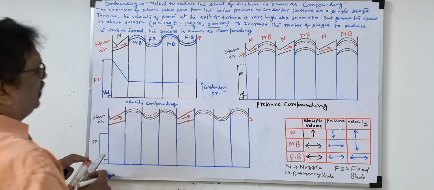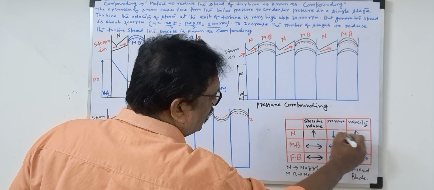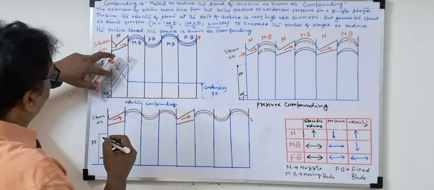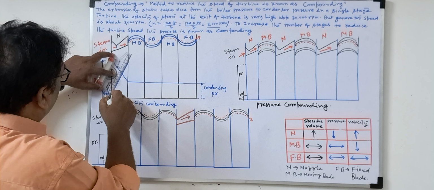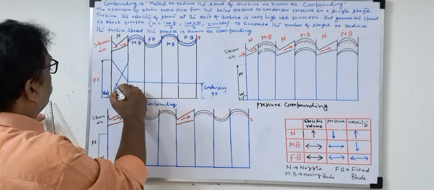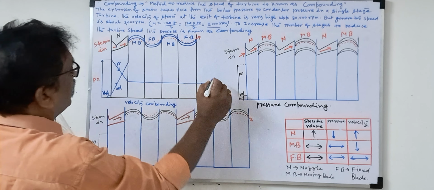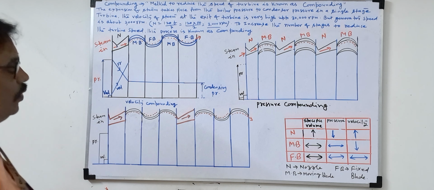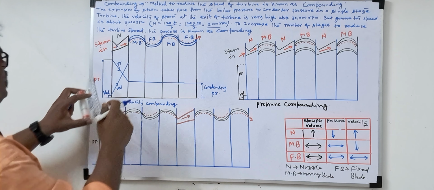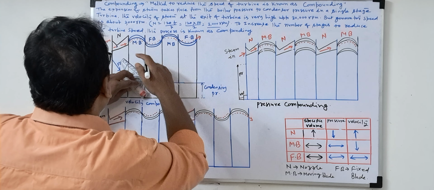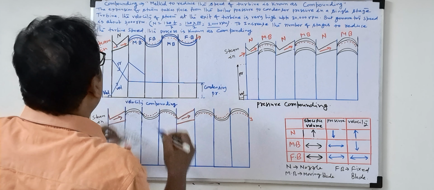Now what about the velocity? When steam passes through the nozzle, the velocity increases drastically. This is the velocity, this is the pressure, and some pressure remains here. Now, when the velocity passes through the moving blade, what is happening? The velocity decreases. You can see the decrease in the velocity.